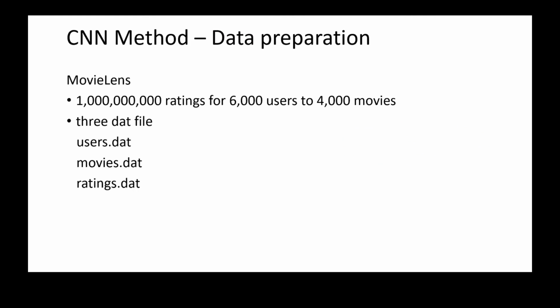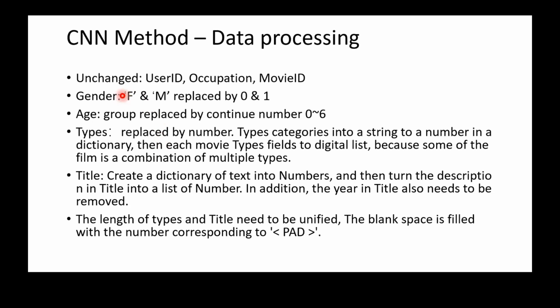So let's practice with CNN. This is our data set, 100 million ratings from 6,000 users for 4,000 movies. This is about processing the data. We keep the user ID, occupation, movie ID, and use numbers to replace the gender and the age. The movie type and title are converted to numbers in a dictionary, and the length should be unified.